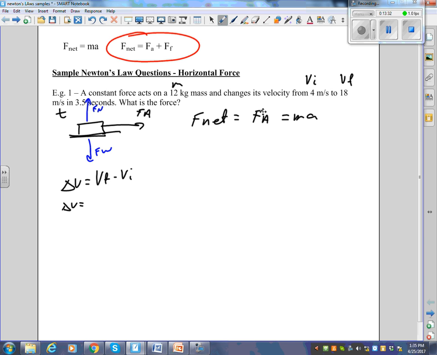Final velocity, 18. Initial velocity, 4. Change in velocity, hopefully no calculator required, 14.